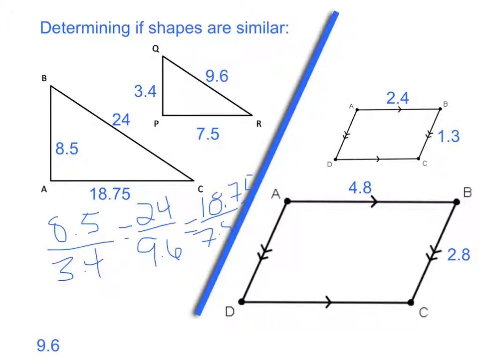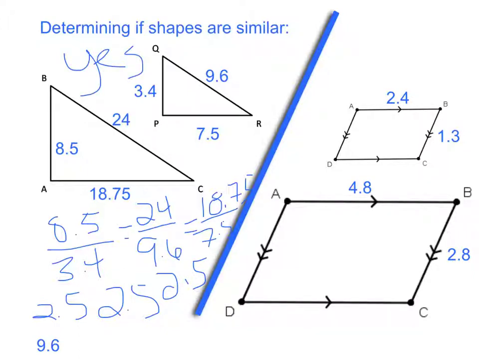that we have. 8.5 divided by 3.4 is 2.5. 24 divided by 9.6 is 2.5. And 18.75 divided by 7.5 is also 2.5. Since all three of these fractions reduce to the same number, that means that these two shapes are similar. Please take a moment to pause this video, put this example in your notes, and try the second one on your own.